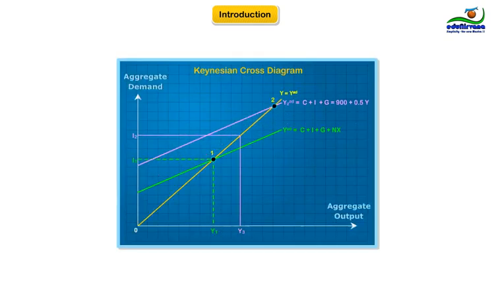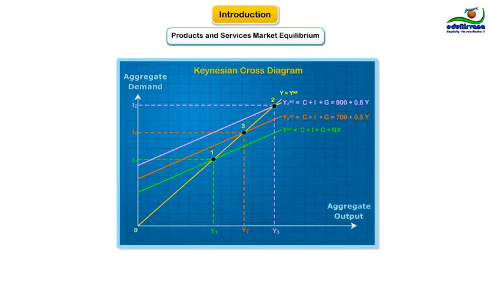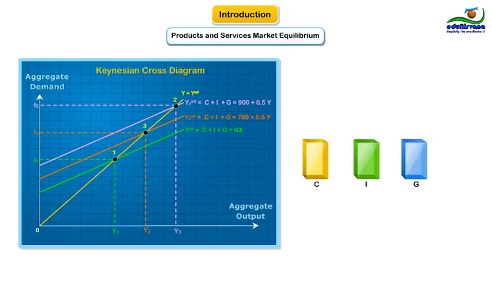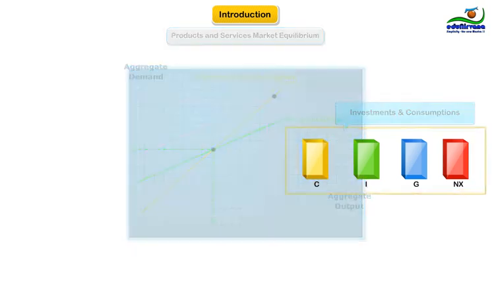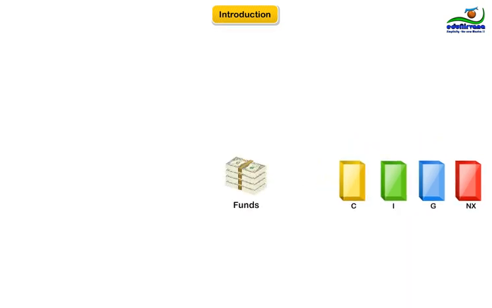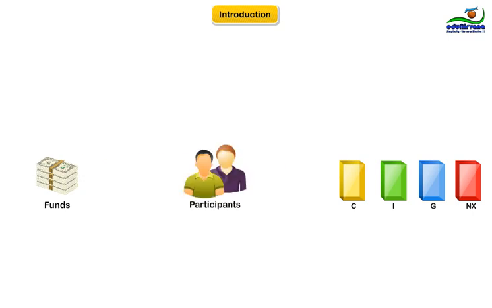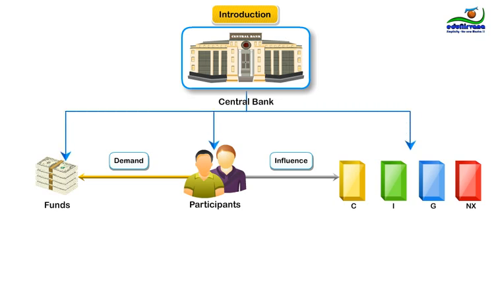I think you would remember the product and services market equilibrium is determined by components such as C, I, G, and X, right? Now, all these components are investments and consumptions in the economy and have to be supported by funds for carrying them out. The participants for the products and services market demand money to influence their respective C or I or G or NX components, and the central bank controls the supply of the money.